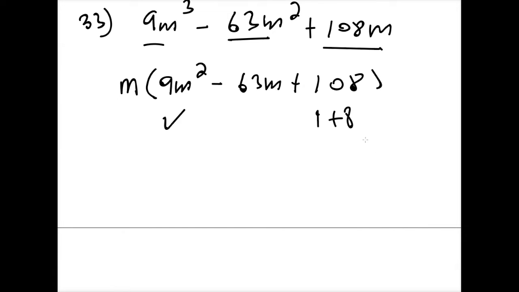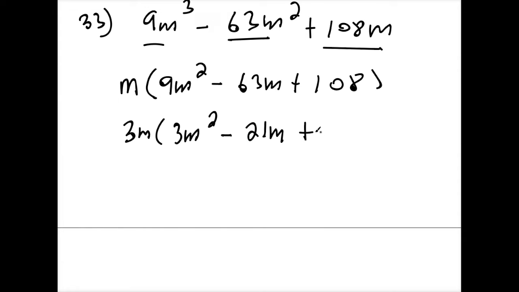That's an 8. So 3 goes into all of them. So we pop out a 3. So we got a 3m squared, which is 3 times 3 is 9, minus 63 divided by 3. Quick mental math: 21. 21m plus 108 divided by 3. More mental math. 108 divided by 3 is 36. That's 36. All right.